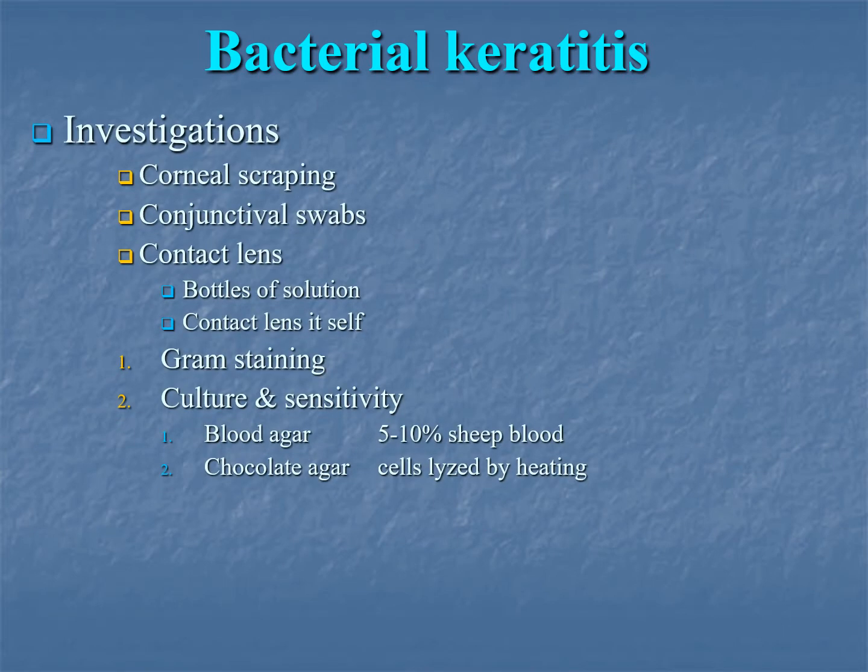Now come to the investigations. How will you investigate a case of bacterial keratitis? Whenever you come across a keratitis, you take the corneal scrapings, conjunctival swabs, and the contact lens solutions, the bottles and contact lens itself. Then you do the gram staining and culture and sensitivity. On blood agar, 5 to 10% sheep blood, and on chocolate agar, cells lysed by heating.